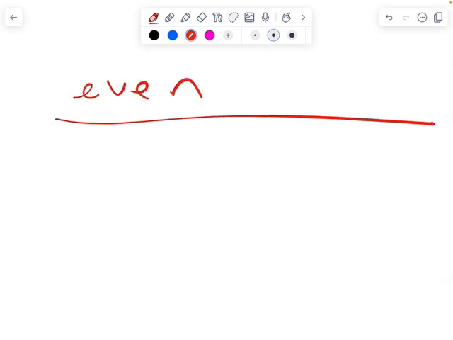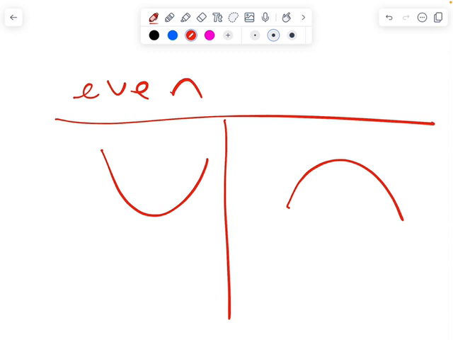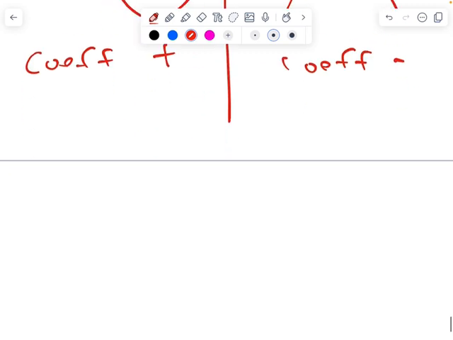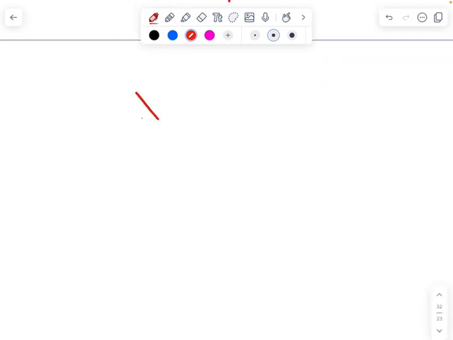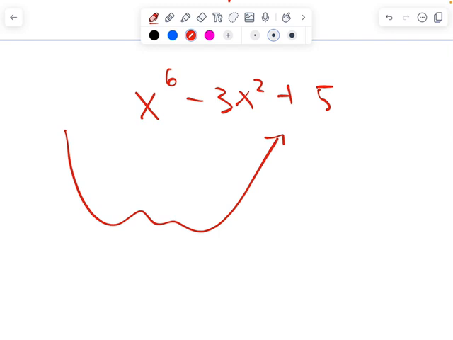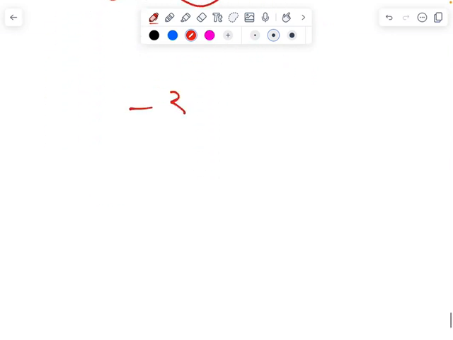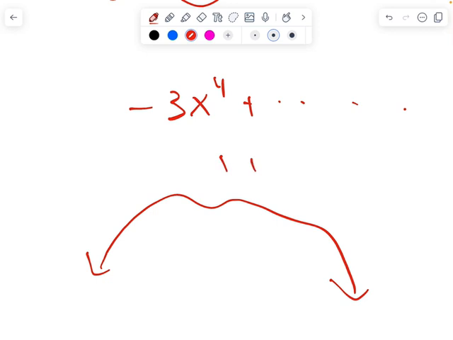Even degrees behave like this. They're either smiley faces or frowny faces. This is if the coefficient's positive. This is if the coefficient's negative. So if I have something like x to the 6th minus 3x squared plus 5, then it's going to be a smiley face overall. And if I have something that's negative 3x to the fourth plus a bunch of stuff, then overall it's going to be a sad face.